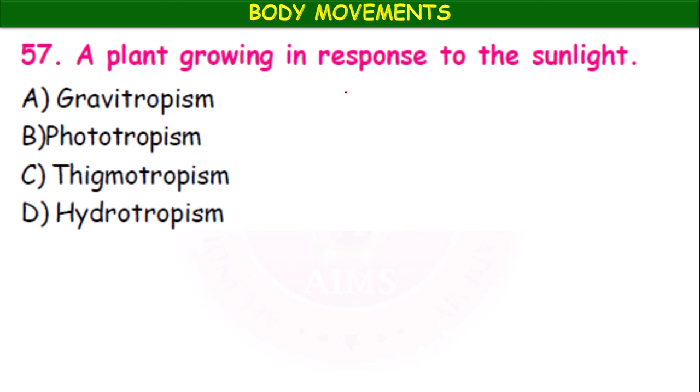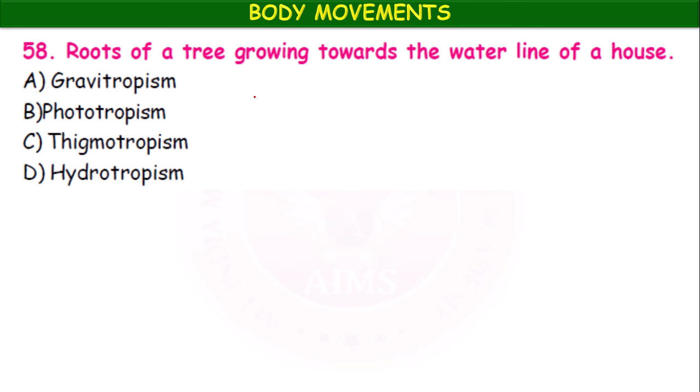A plant growing in response to sunlight: gravitropism, phototropism, thigmotropism, hydrotropism. Light, so phototropism. The roots of the tree growing towards the water line of a house: gravitropism, phototropism, thigmotropism, hydrotropism. Movement towards the water, hydrotropism.